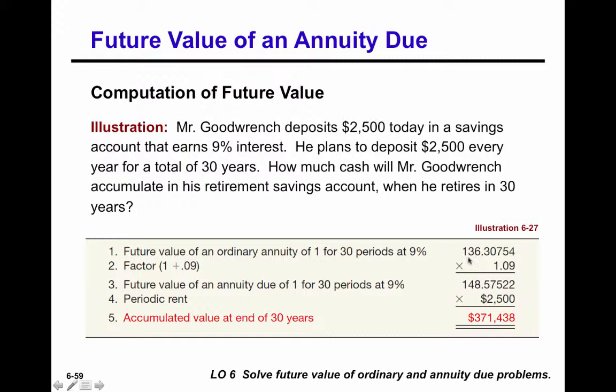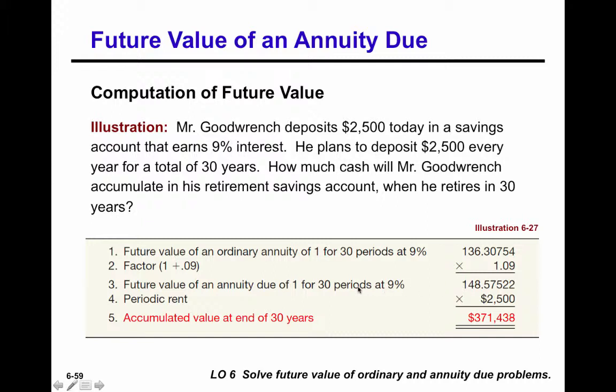136.30754. You'll recall that when we have an annuity due scenario, the way we convert that factor is to multiply it by 1 plus the interest rate. So we now have this as the factor for 30 periods for an annuity due scenario, multiply that by the rents, and that gives us the $371,438. This 148.57522 is also the factor for the ordinary annuity for 31 periods at 9% with 1 subtracted from it.